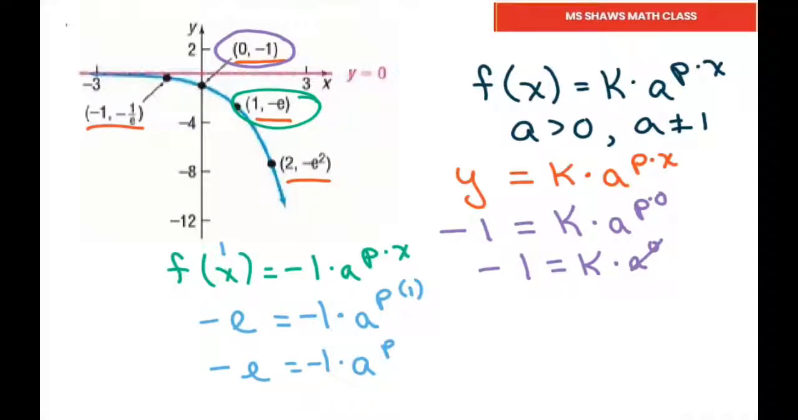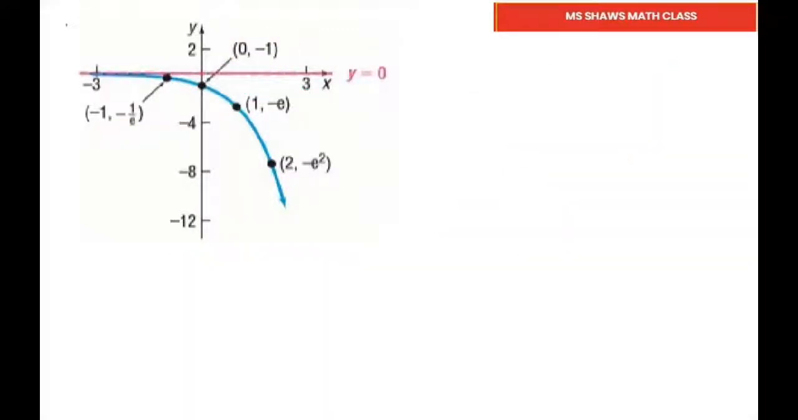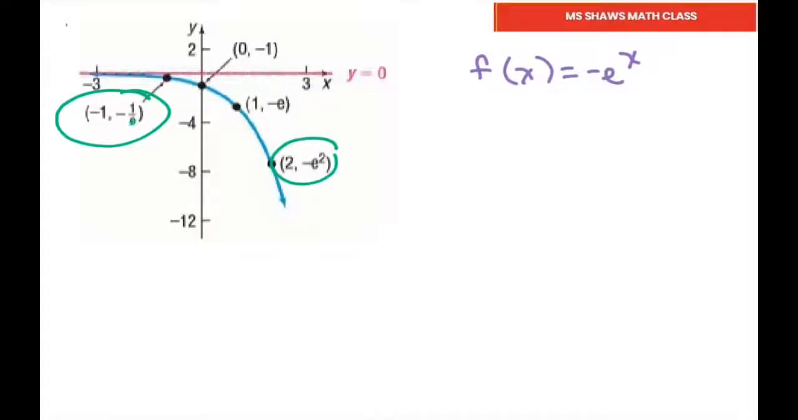Now what we're going to do, let's use a equals e, because the -1's match. And we're going to let p equal 1. So when we do that, we get f of x equals -e to the x power. Alright, so the only thing we have to do is check our other 2 points, which we haven't checked. This one and this one. This is an e, by the way.